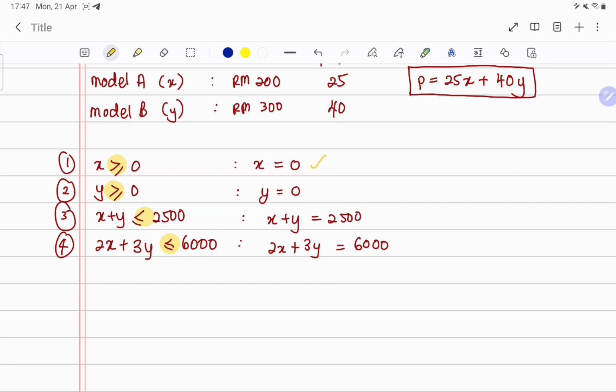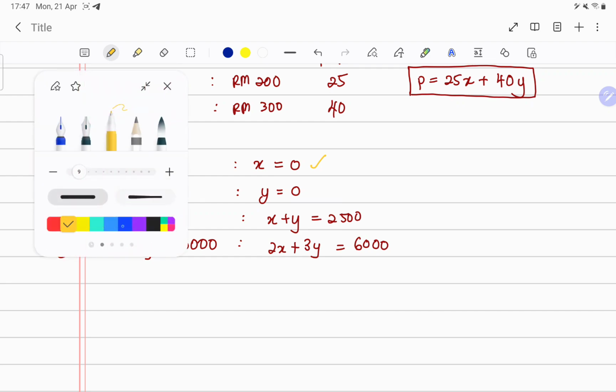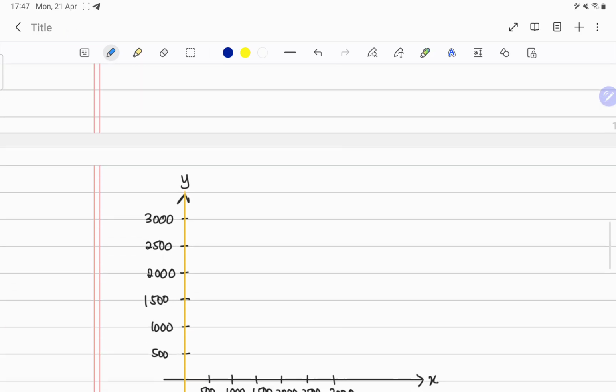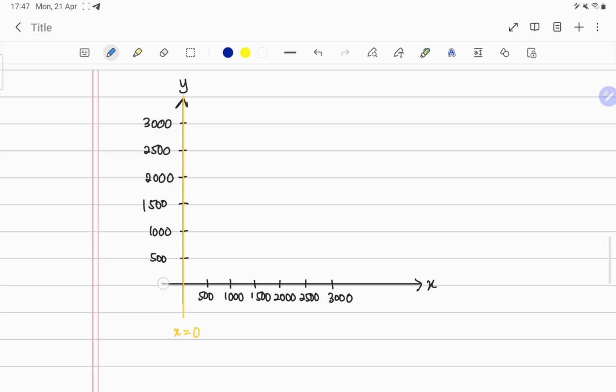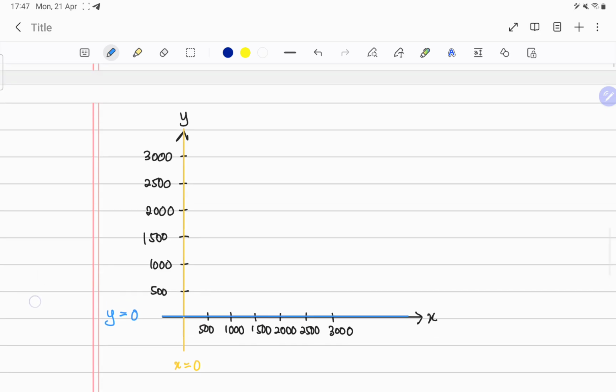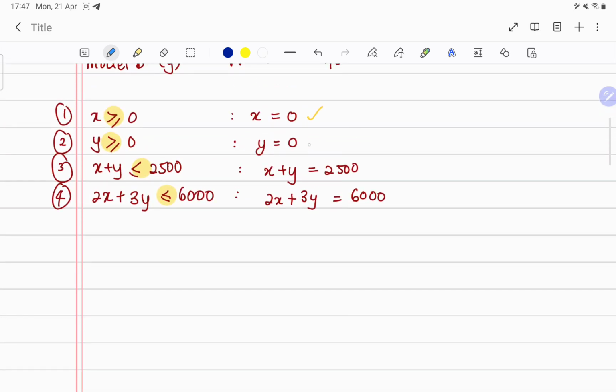Now you're going to draw y equal to 0. Y equal to 0, we're going to use another color. So I will use blue color here. So y equal to 0, where? This is y, right? Y axis. So y equal to 0, here. So you put here y equal to 0. Okay, so settle, y equal to 0.